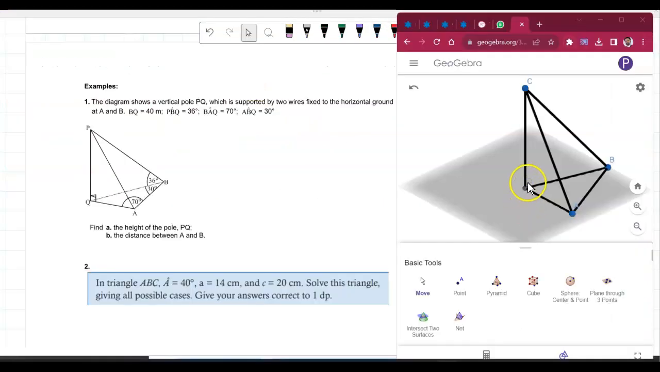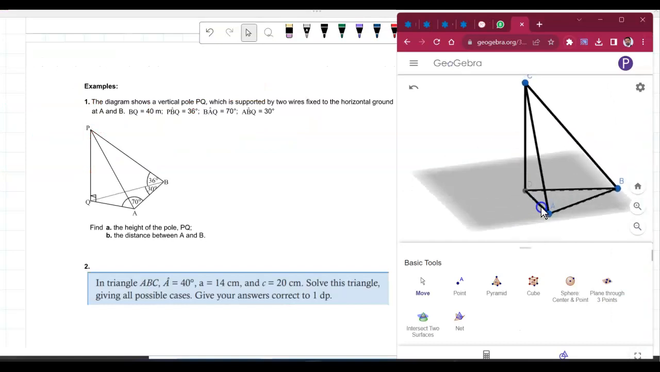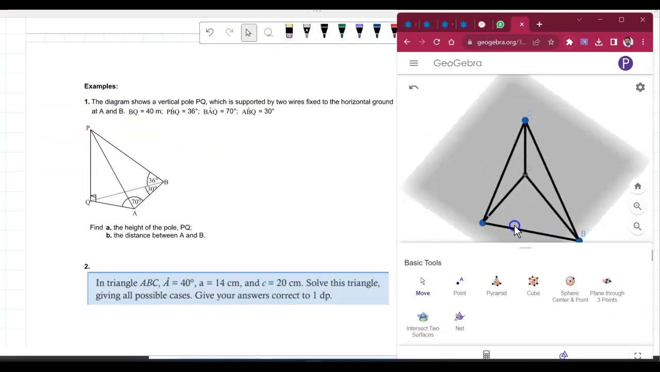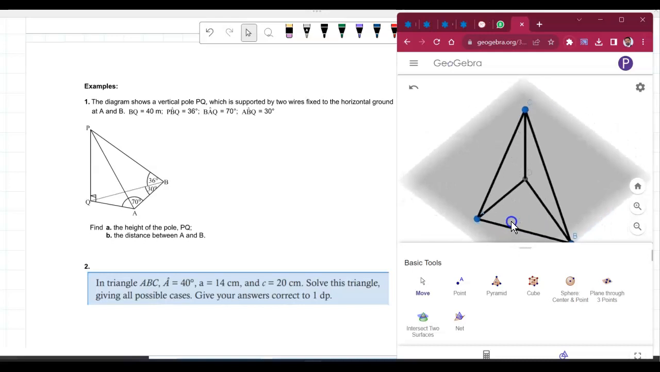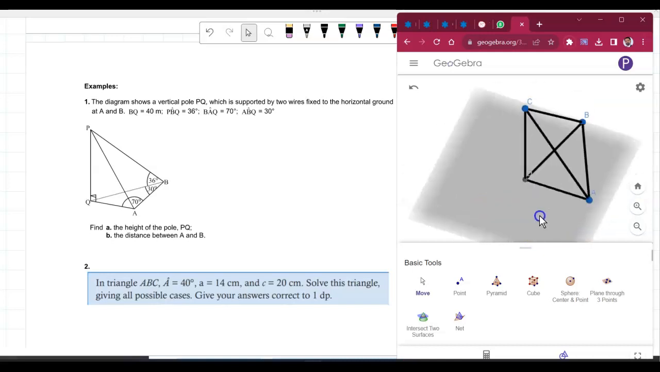So I could rename this C and D. This is A, B. So this is a 3D space. So this is 70, this is 30. So A is 70, this is 30, this 36, and these are 90.